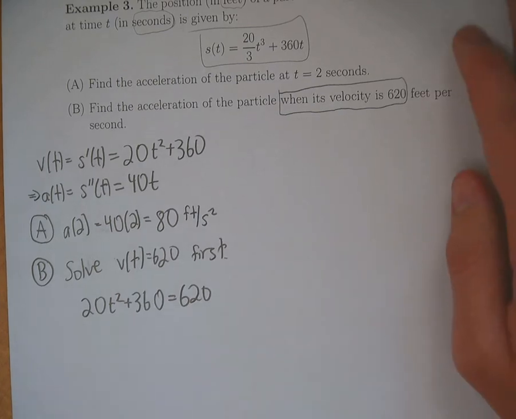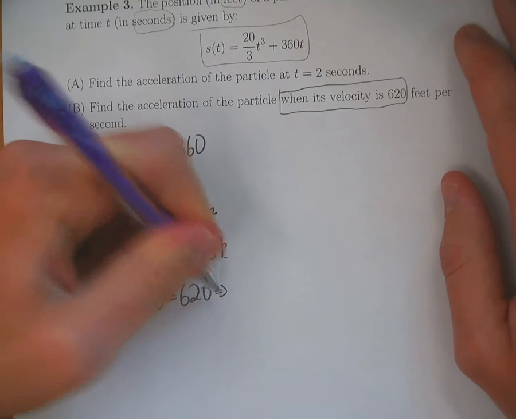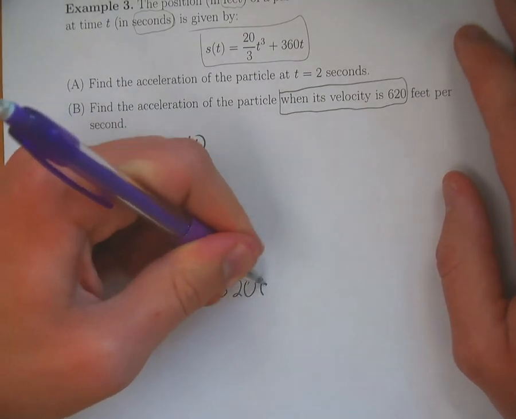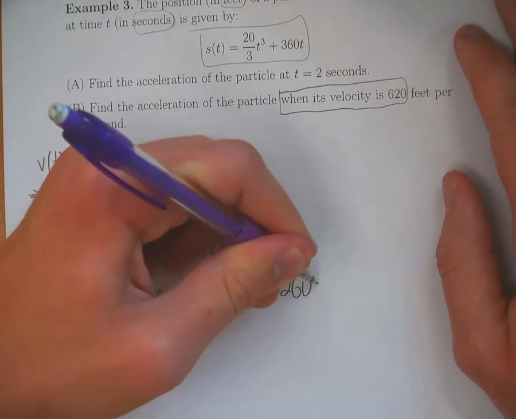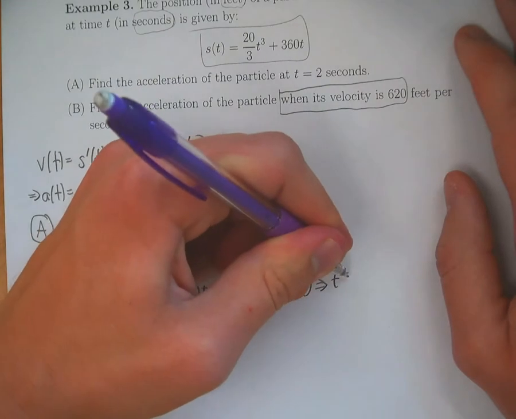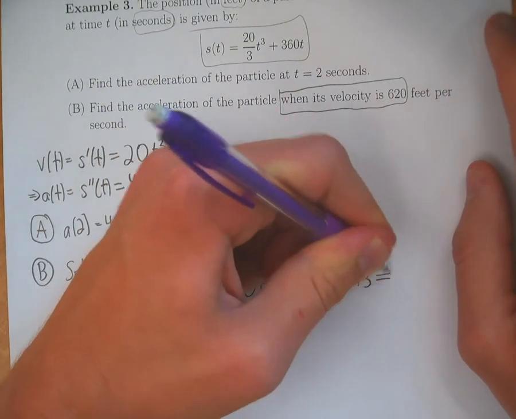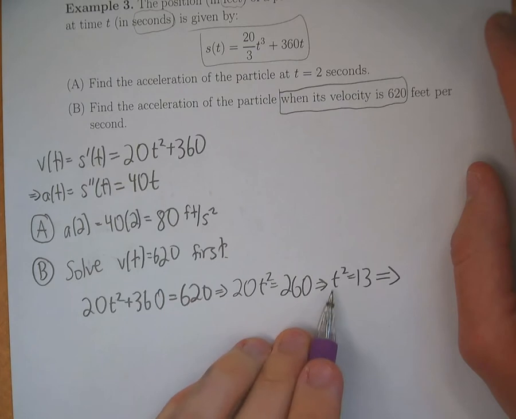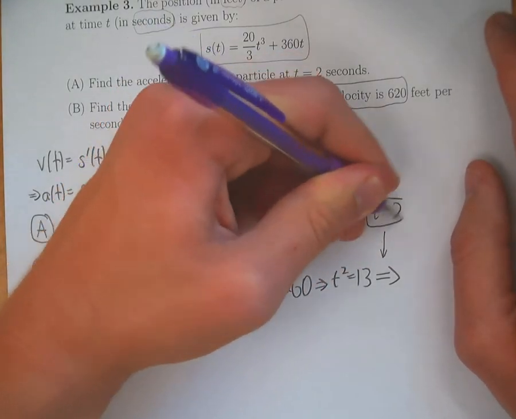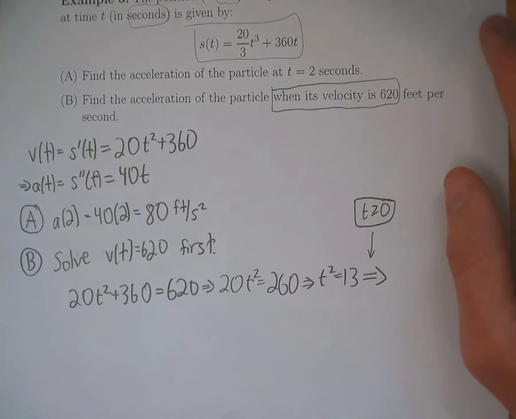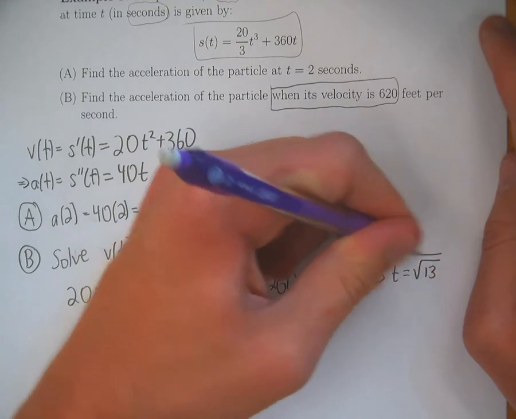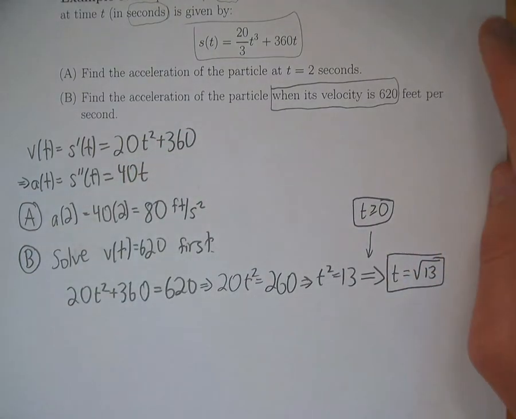Okay. So let's go ahead and look at that. So subtract 360 over to the other side to get 20t squared equals 260. So then divide by 20 to get t squared equals 13. But then you realize, oh, wait a minute, in problems like these, you can't have time be negative. So t has to be greater than or equal to 0 here. So in this case, you should only end up with t equals the square root of 13 as your time.